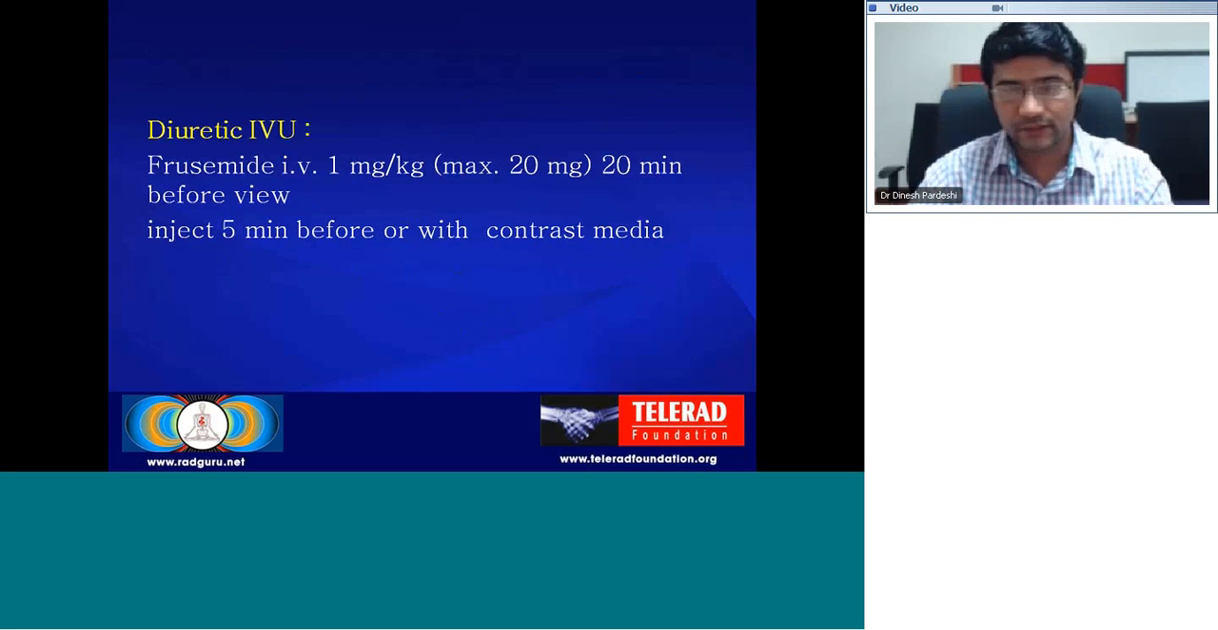Okay, diuretic radiography is particularly used in pediatric patients also. Typically furosemide is given intravenously, 1 mg/kg, maximum up to 20 milligram can be given. It is given 20 minutes before the study. Usually, 5 minutes before or at the time of injection of the contrast, the furosemide is given.